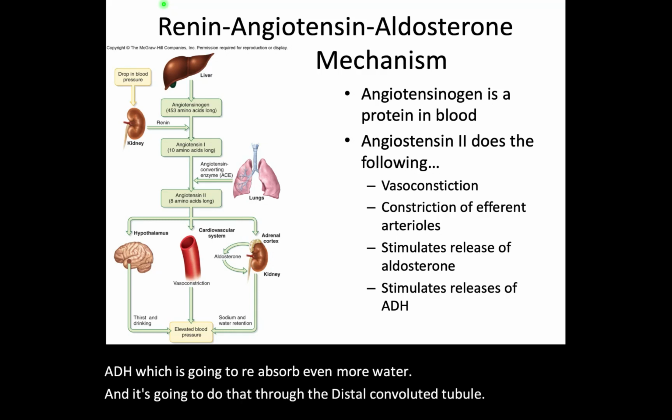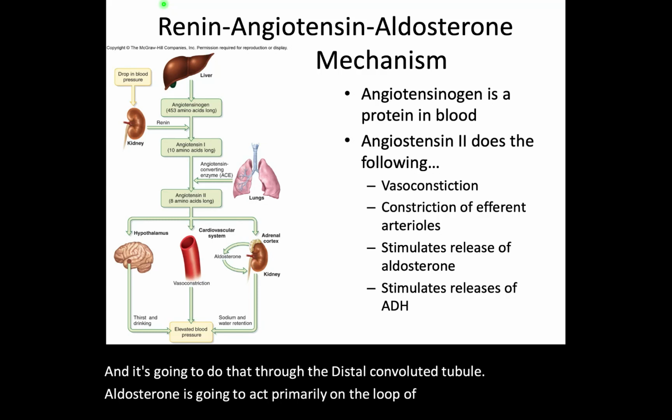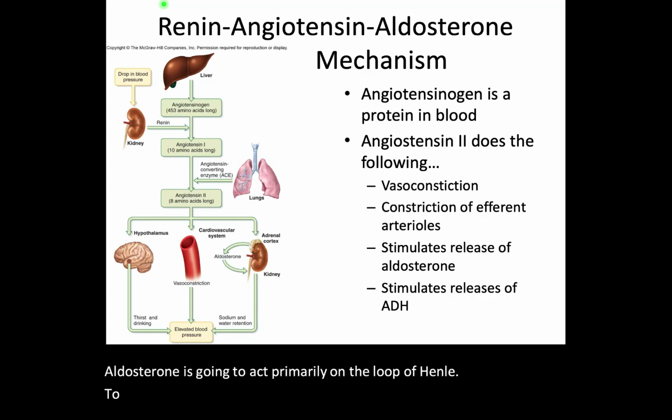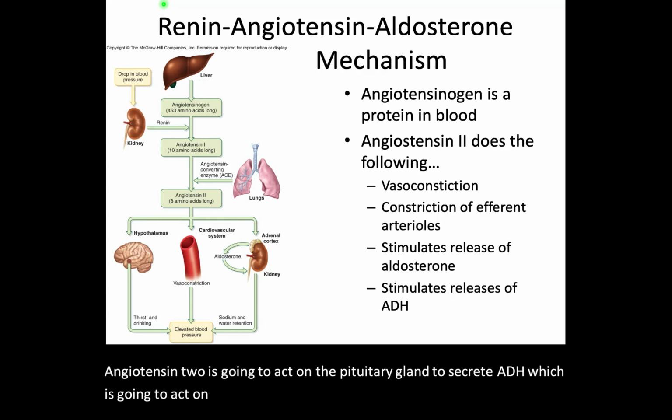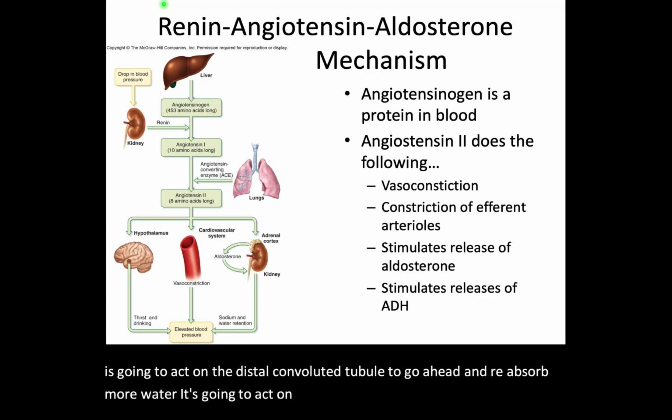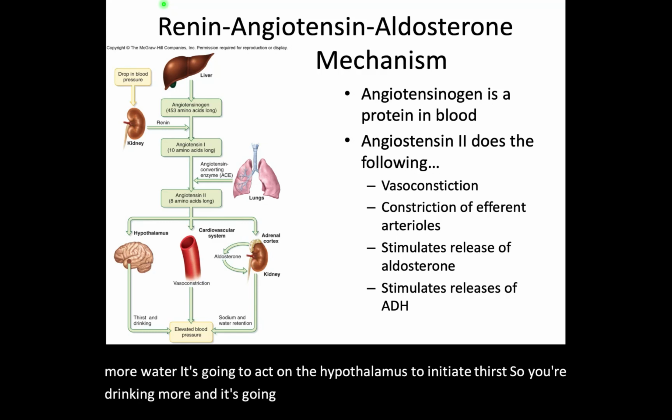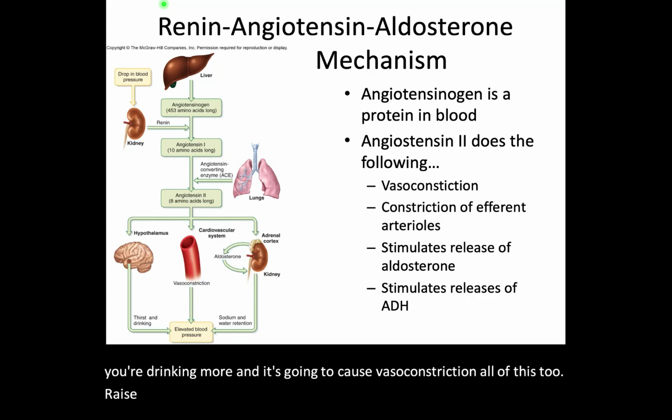Aldosterone is going to act primarily on the loop of Henle to reabsorb salt, which is going to force the reabsorption of more water. Angiotensin 2 is going to act on the pituitary gland to secrete ADH, which is going to act on the distal convoluted tubule to go ahead and reabsorb more water. It's going to act on the hypothalamus to initiate thirst, so you're drinking more, and it's going to cause vasoconstriction. All of this to raise the blood pressure back up.